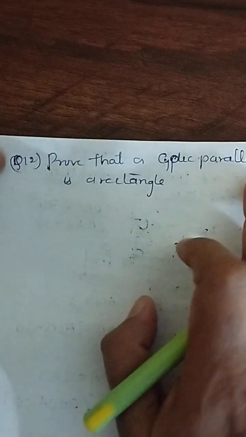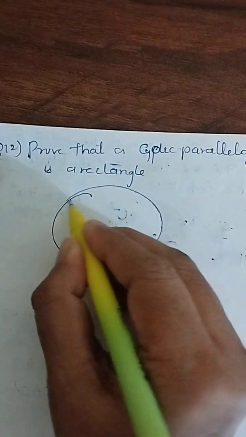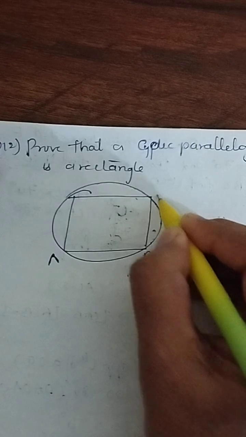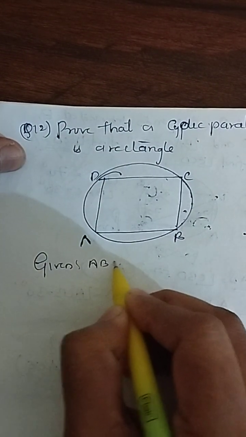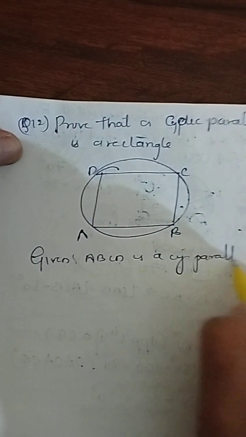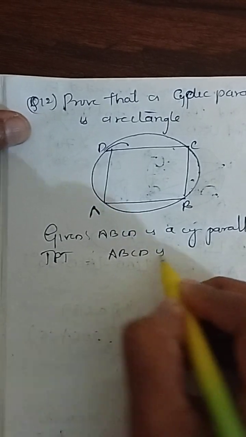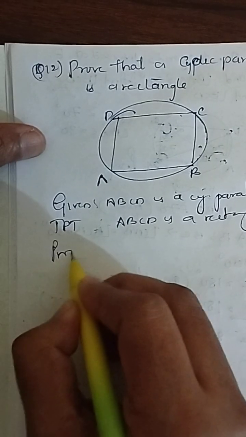And let's come to the next part. Prove that a cyclic parallelogram is a rectangle. So cyclic parallelogram means this is a parallelogram here. Given ABCD is a cyclic parallelogram. You have to prove that ABCD is a rectangle. Now this is also an important question. Now let's make the proof.